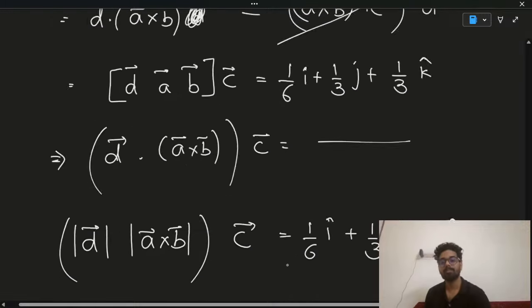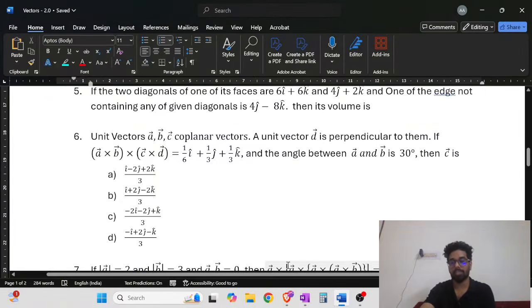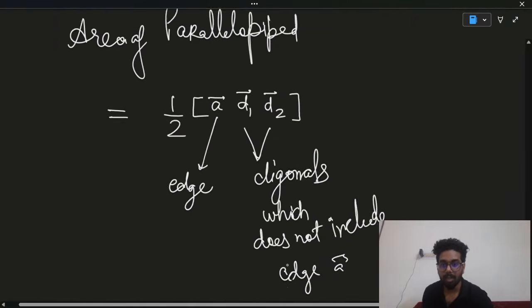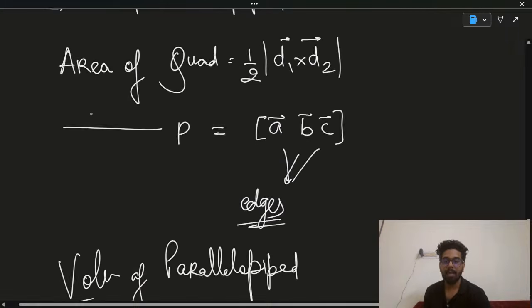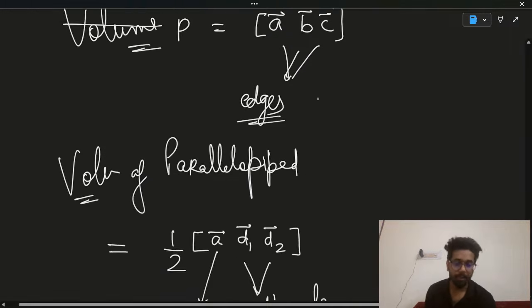Got the answer? Okay, so we have solved 6 questions today, actually 5 questions, but the 5th one is your homework. I want the answer from you of the volume, my bad. Here a small correction: this is the volume of the parallelepiped, and here this is also the volume of the parallelepiped. This is the area of the quadrilateral, correct part, okay.